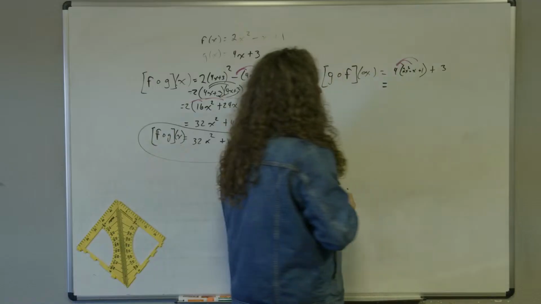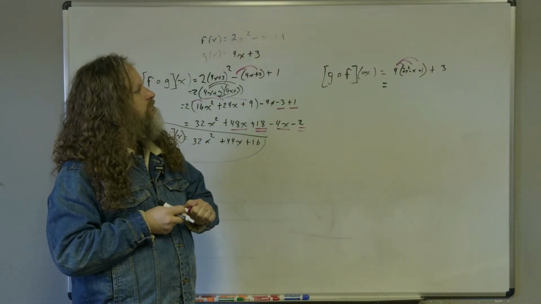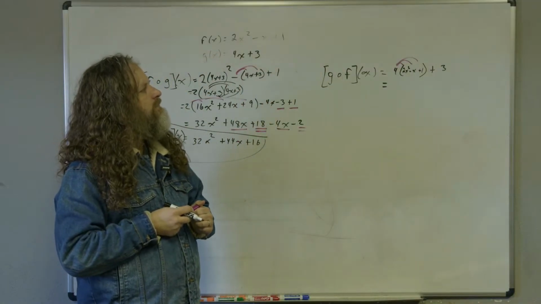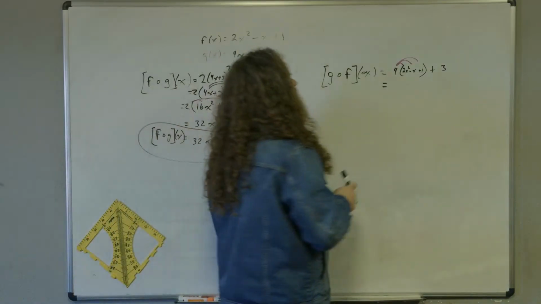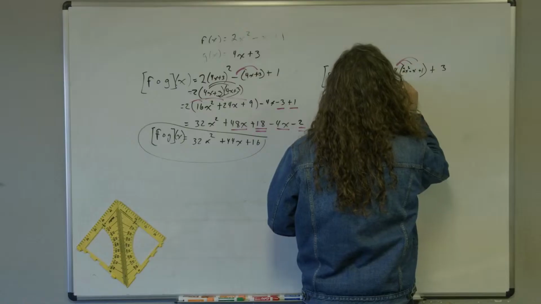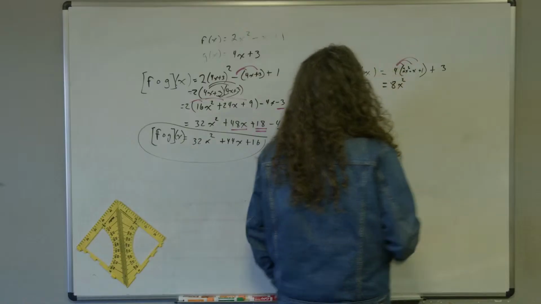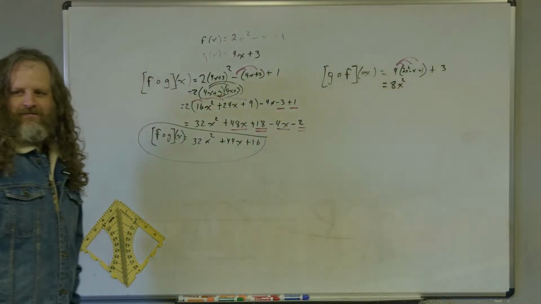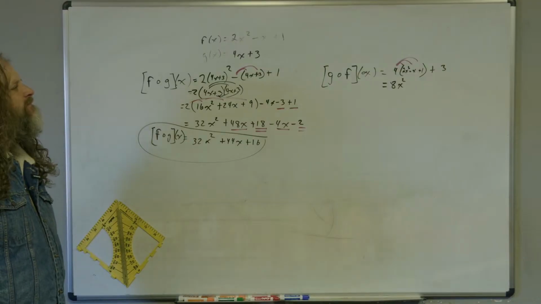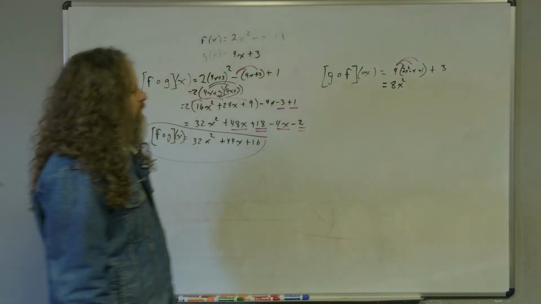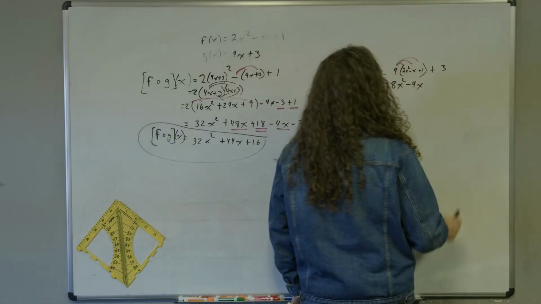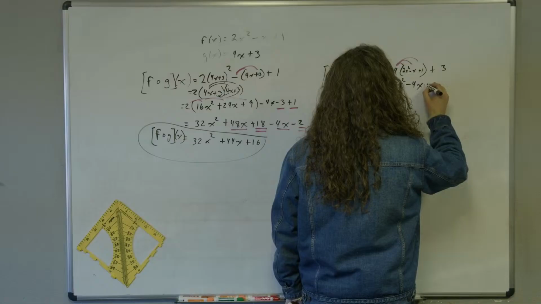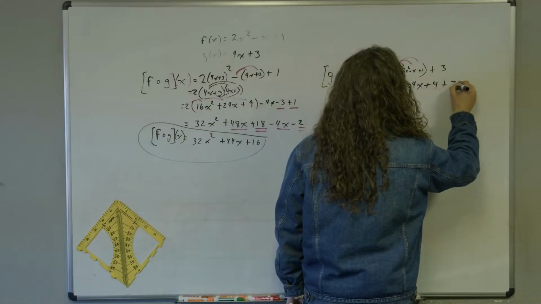So what's 4 times 2x? 8x squared. What is 4 times negative x? Negative 4x, true enough. And 4 times 1, that's the tricky one. It's 4.